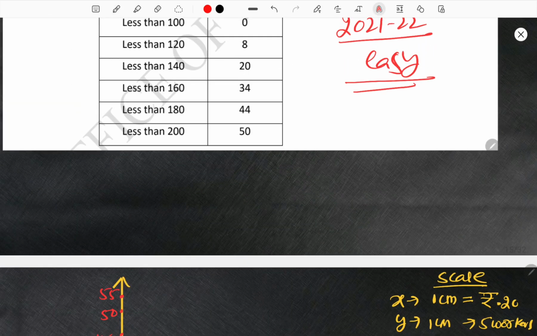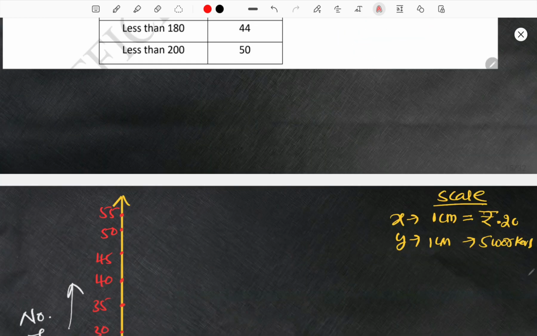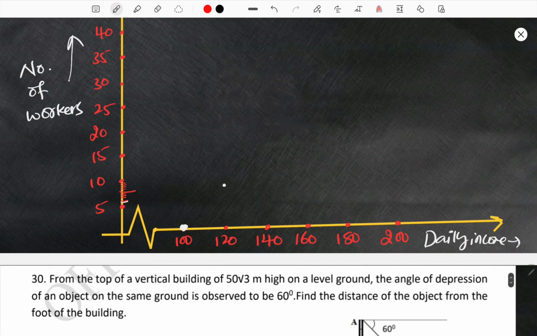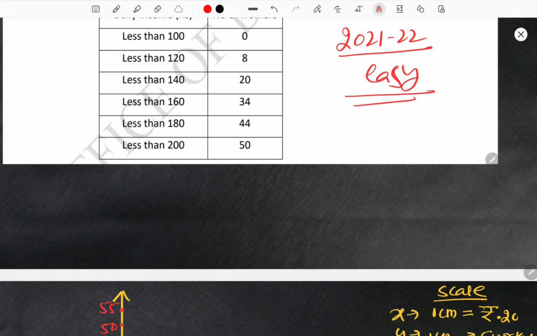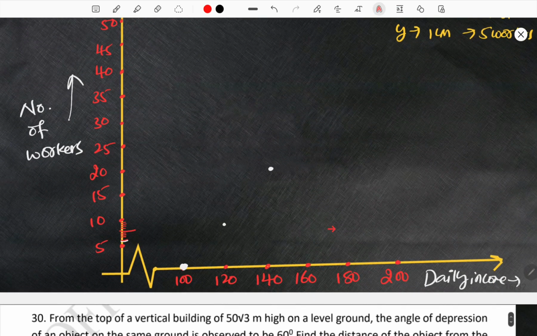Now you do that calculation. 140 means 20. Directly it is there. 140 means 20, where is it? 140, 20 means it comes somewhere here. Alright, then afterwards 160 means how much is there? 34. 160 means 34. Where to take?